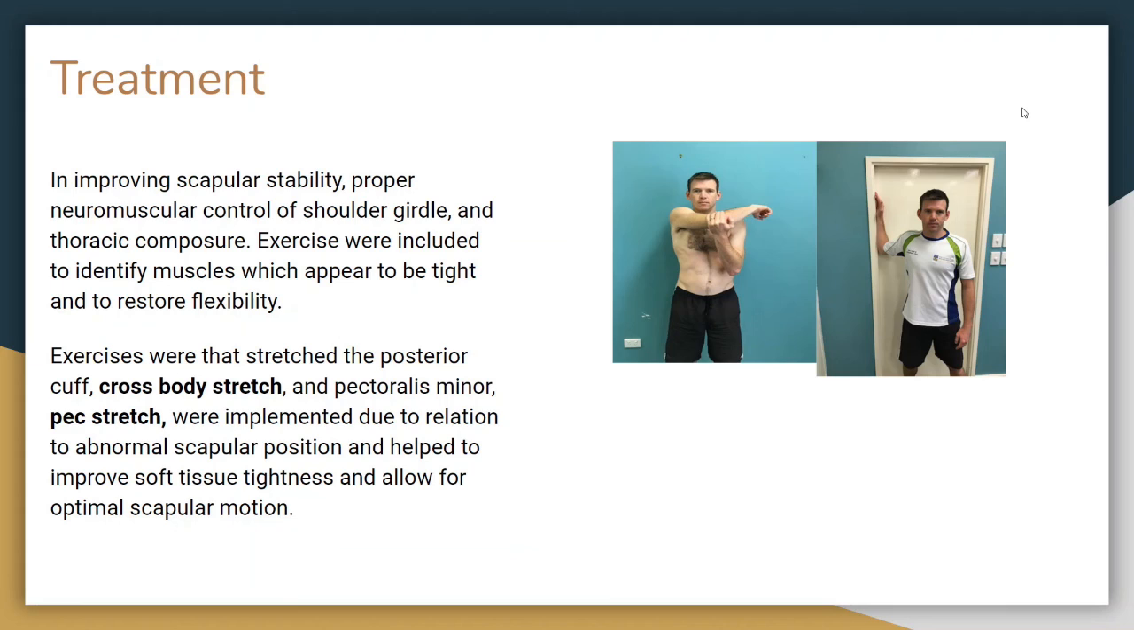In improving scapular stability, proper neuromuscular control of the shoulder girdle, and thoracic composure, exercises were conducted to identify muscles which appear to be tight and restore flexibility. Exercises that stretch the posterior cuff, such as a cross body stretch, and the pectoralis minor, such as a pec stretch, were implemented due to their relation to abnormal scapular position and helped to improve soft tissue tightness and allow for optimal scapular motion.